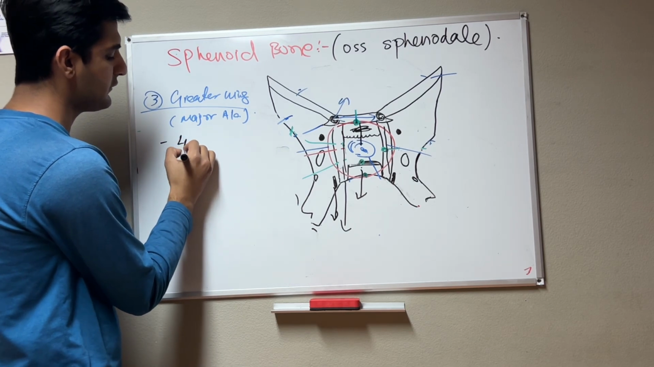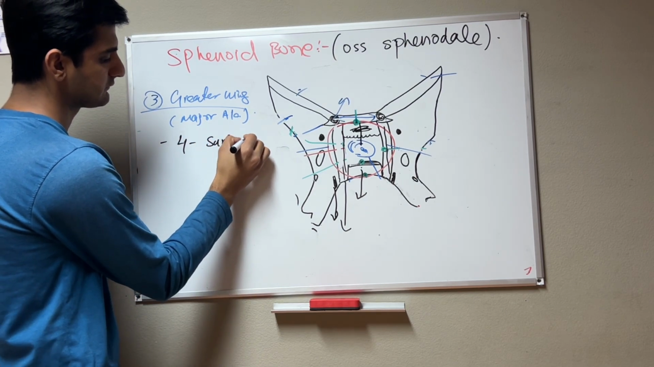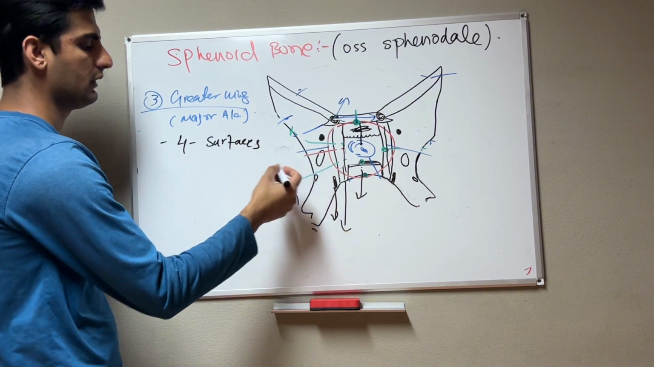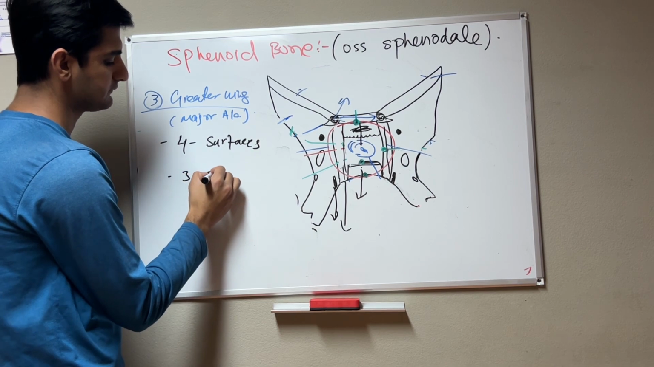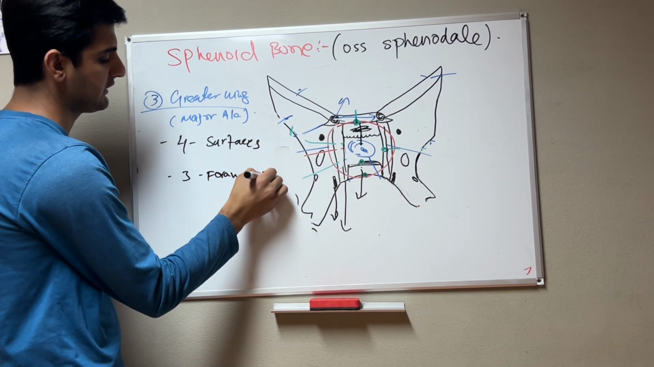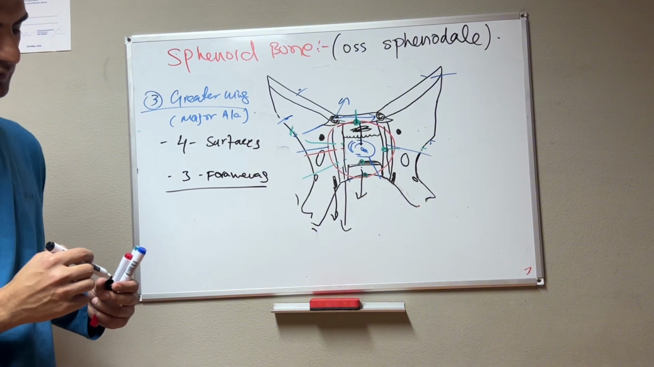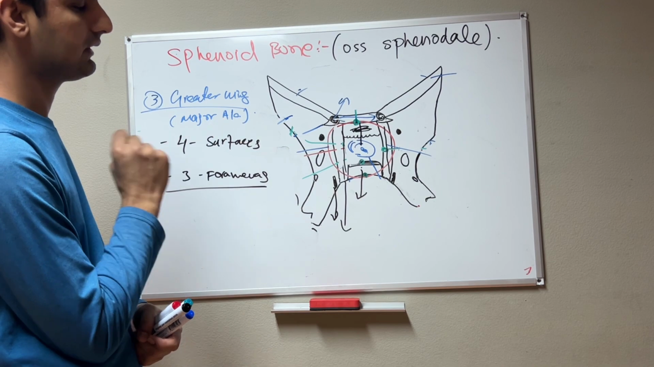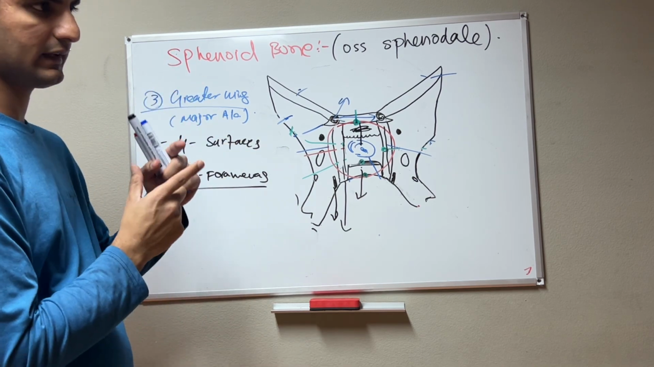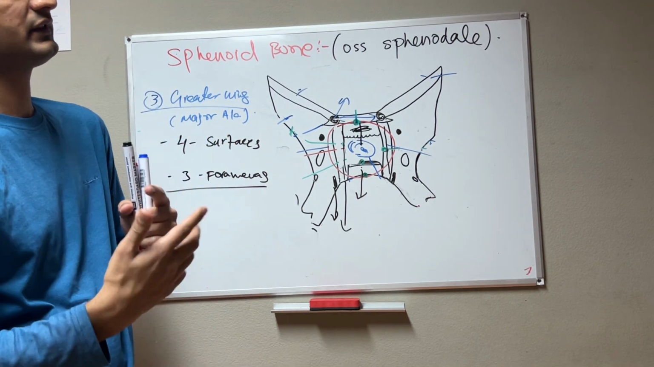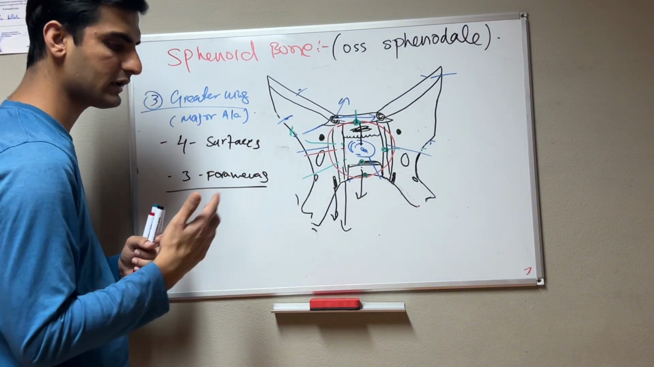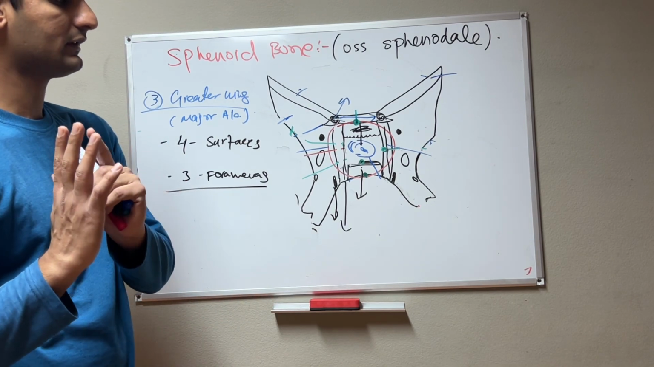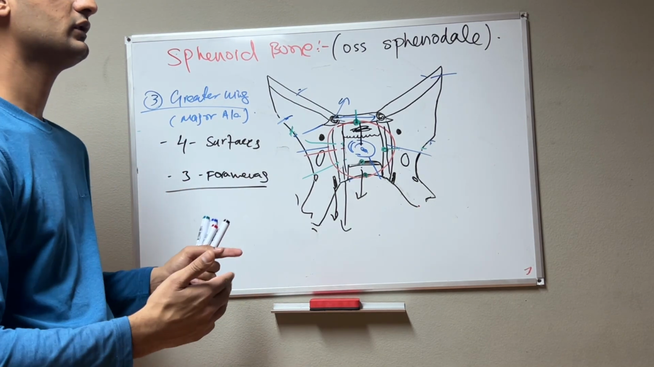In the greater wing we have four surfaces, and there we also have foramina. Okay, three foramina in the greater wing. First we will discuss the foramina, and then the surfaces. For the surfaces I will draw another diagram, so you can see which surface is located on which side. The surfaces are very easy: you will easily recognize them by where the surface is facing.